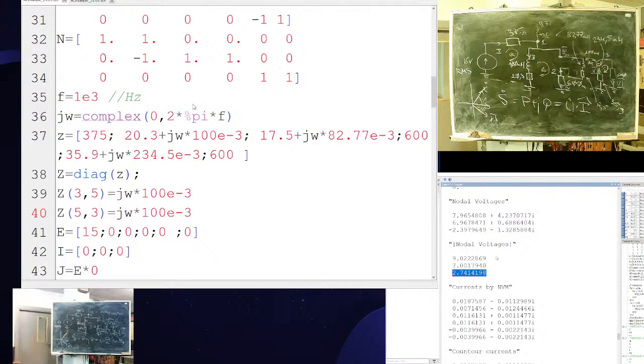Scope. What are you showing us? What's on channel 1? 2.83. The scope shows an RMS of 2.8 and the calculation shows 2.74. Near. We can live with this. We solved it.